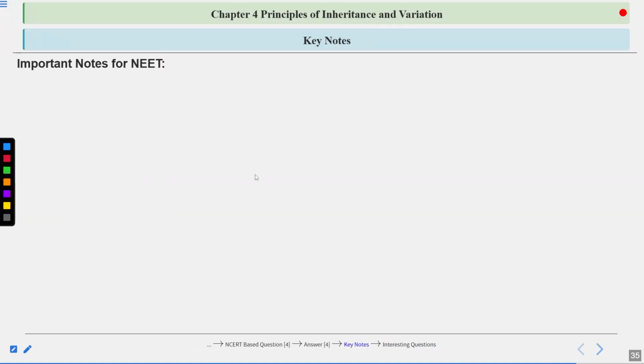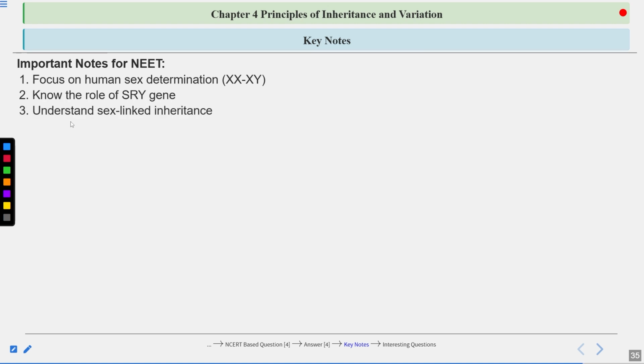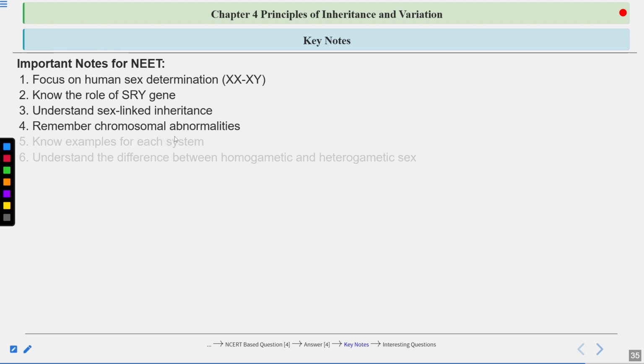Now some important notes for the NEET exam. You should focus on the human sex determination system. Questions can come from here. Questions can also come from the ZZ and ZW system, and the other types of sex determination mechanisms. You should know the role of the SRY gene. You should understand sex-linked inheritance. You should remember the chromosomal abnormalities as well. We'll talk about chromosomal abnormalities in detail in the next session, when we talk about the genetic disorders.